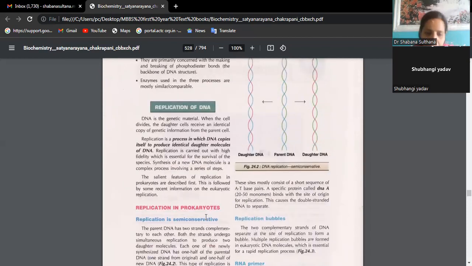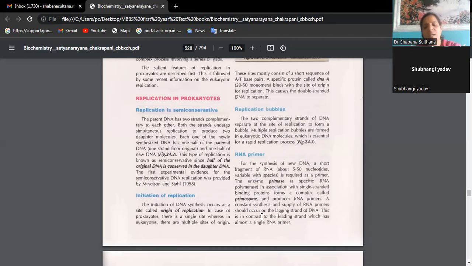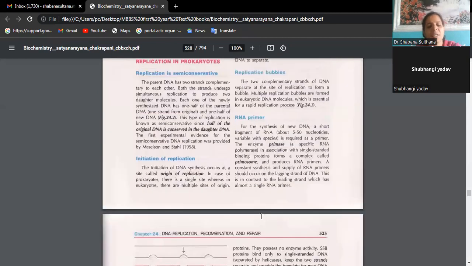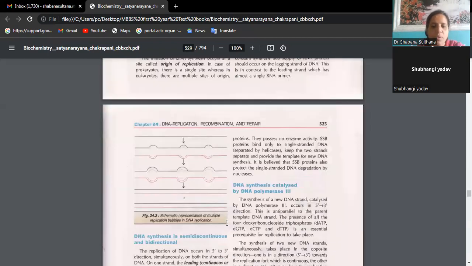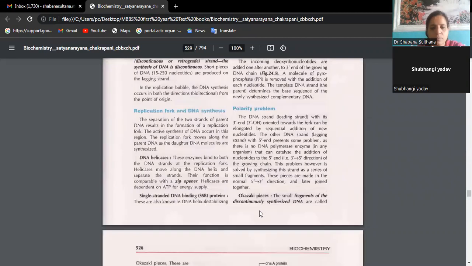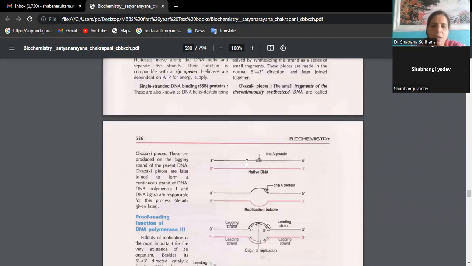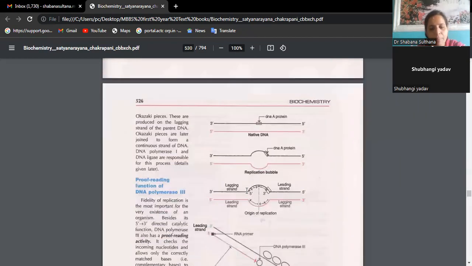Okay, so replication in prokaryotes. Prokaryotes are nothing but the bacterial and primitive cells. Okay, so replication in prokaryotes generally will be in a different way, in a much simpler way, which we are not going to see the details. But this word Okazaki pieces is actually important, which is also applicable for replication in eukaryotes. Now, what are these Okazaki pieces? Let us see first and then come back here.